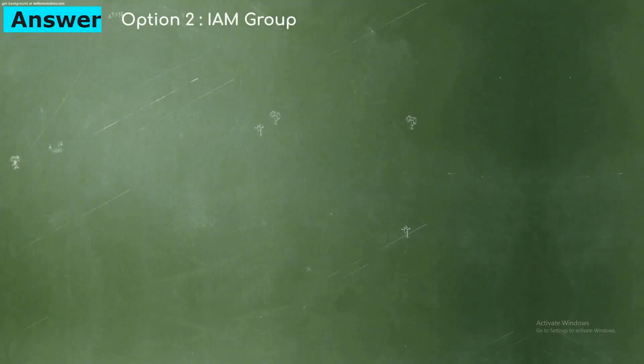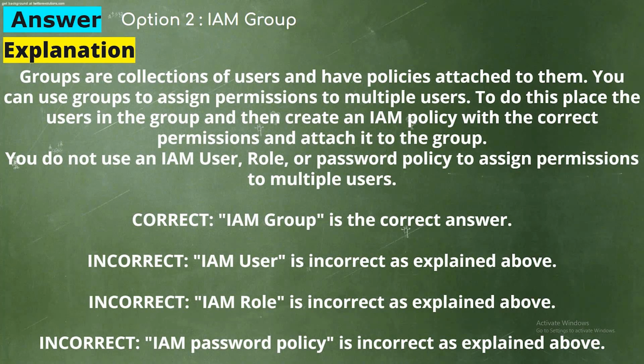IAM group. Explanation. Groups are collections of users and have policies attached to them. You can use groups to assign permissions to multiple users. To do this, place the users in the group and then create an IAM policy with the correct permissions and attach it to the group. You do not use an IAM user, role, or password policy to assign permissions to multiple users.